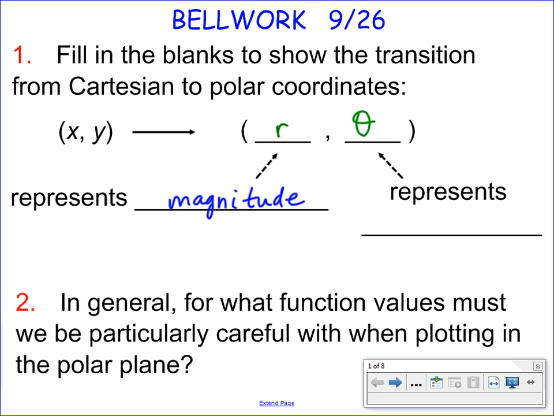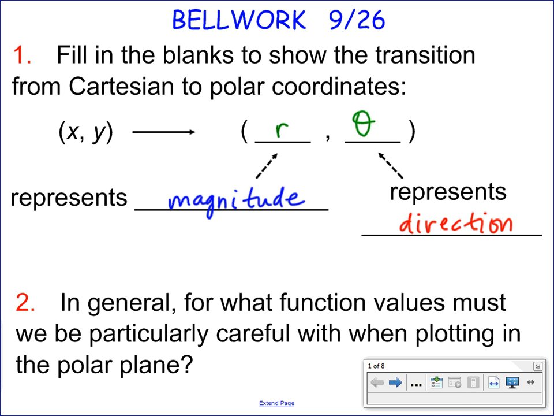Thank you. And what does the theta represent? Courtney? Direction. Yeah, the direction in which you're going to go, right? That magnitude before plotting your point. Awesome, thank you. In general, for what function values must we be particularly careful with when plotting in the polar plane?